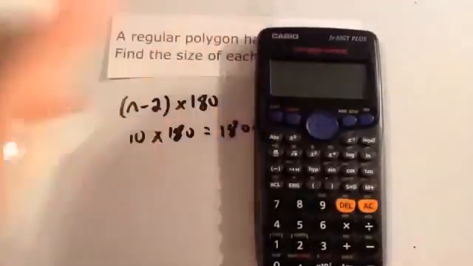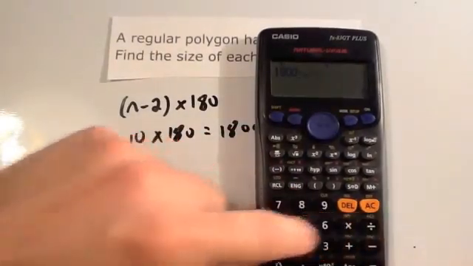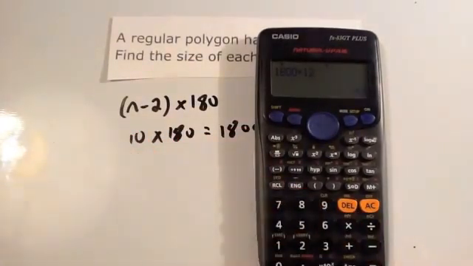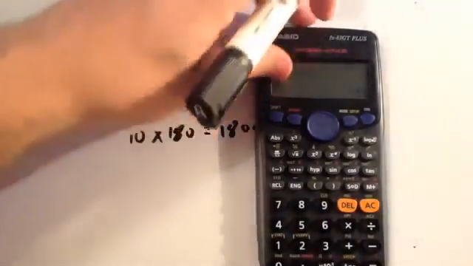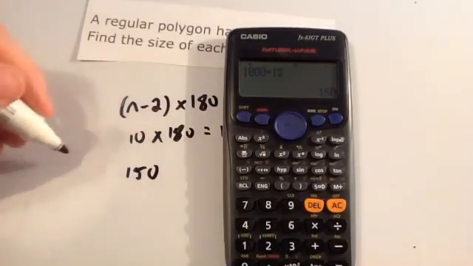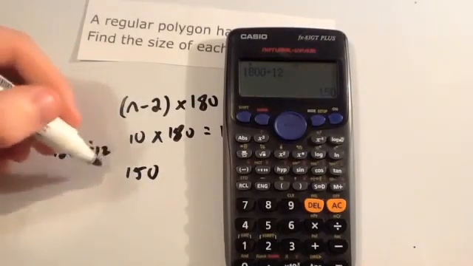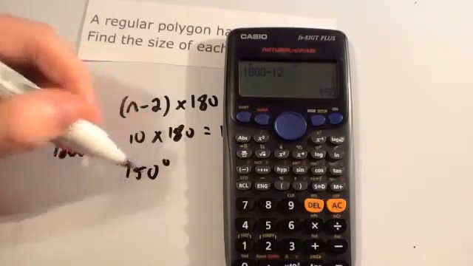So get your scientific calculator and do 1800 divided by 12. When you do that, you get 150 degrees. So each of the angles is 150 degrees because you do 1800 divided by 12. Make sure you're working out there to be 150 degrees.